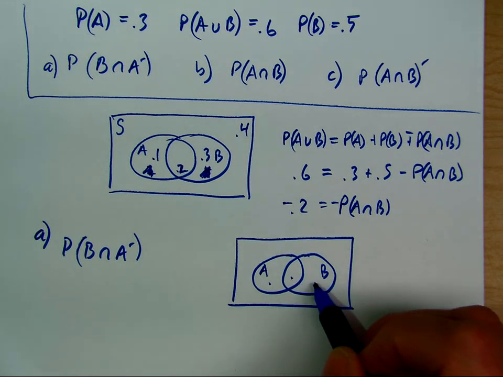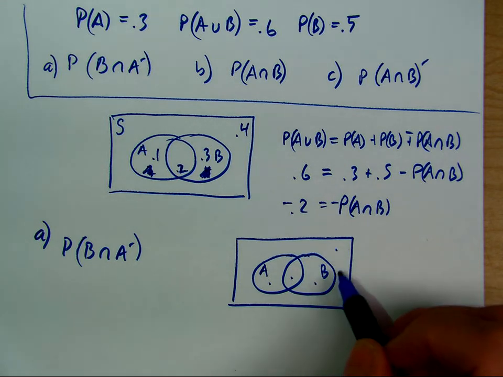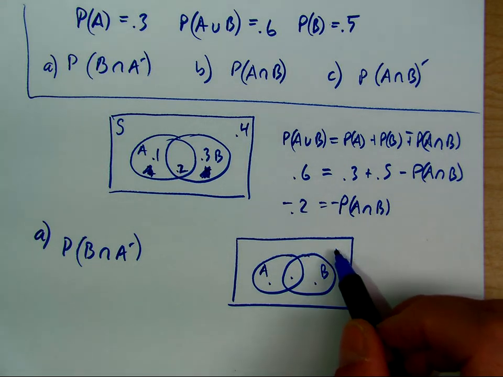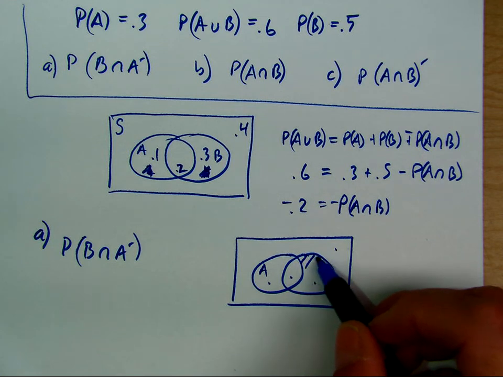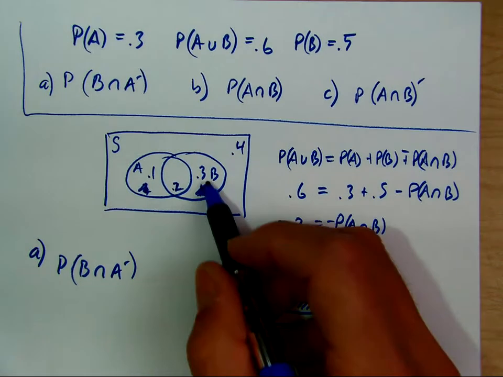This is in B, and it's not in A, so we want that. And this point is not in B, so we can't use it. And we're going to find that region. We just look up here and it's 0.3.